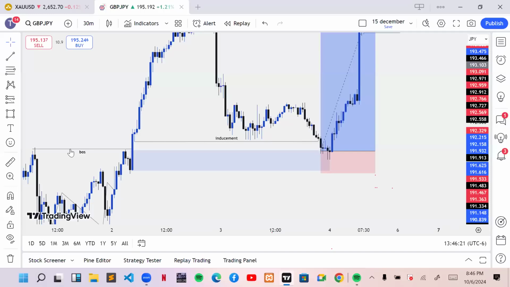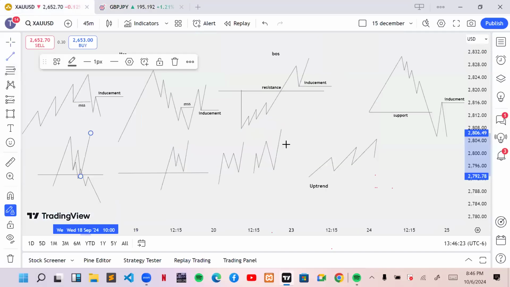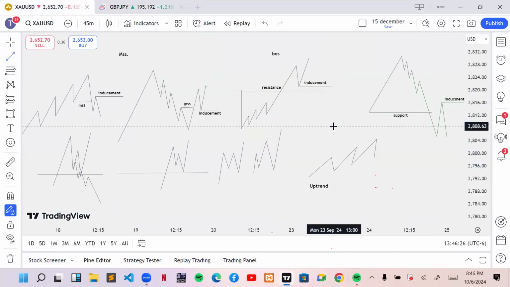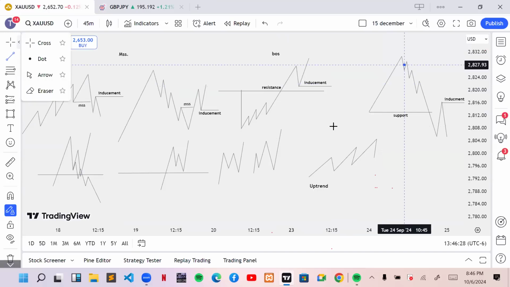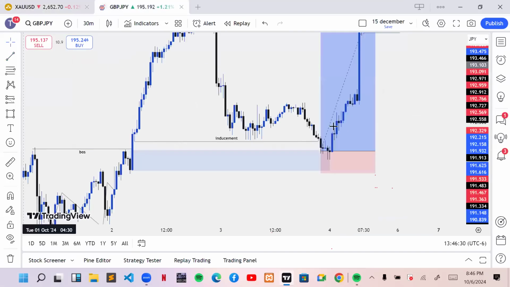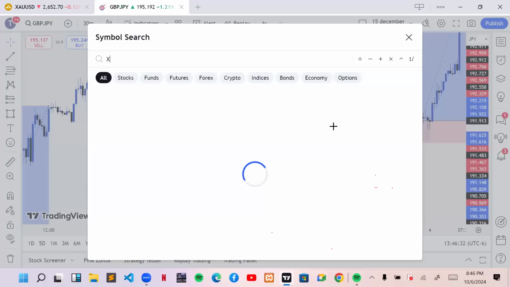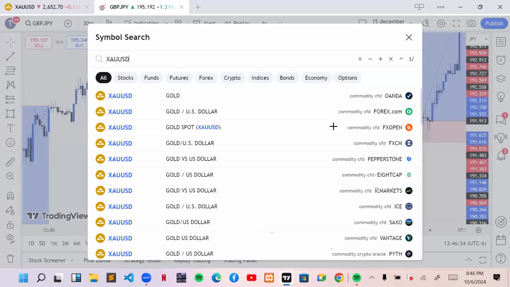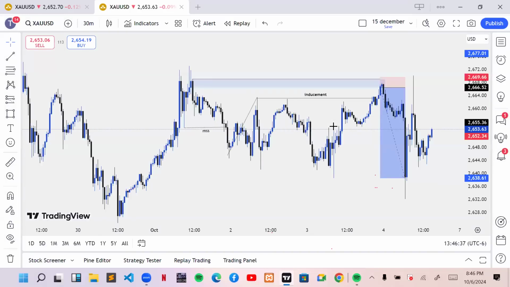I've gotten my inducement right here. Same thing as this gold. So for gold, I've gotten my market structure shift right here. I've gotten my inducement right here. So like I said, the inducement is the first valid pullback that the market makes after a shift in market structure or a break of structure. That is what your inducement is. That is what I use as my liquidity.